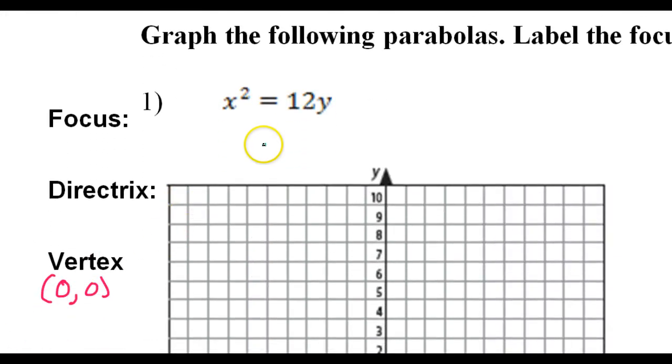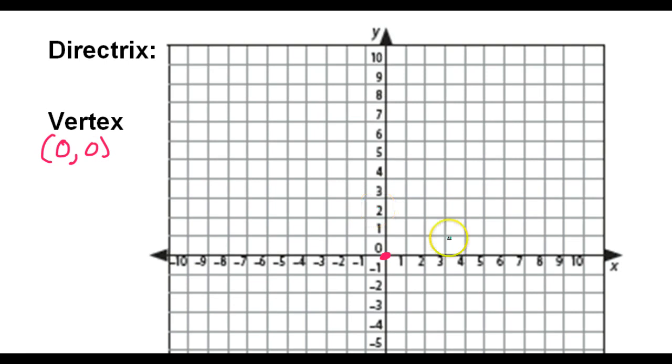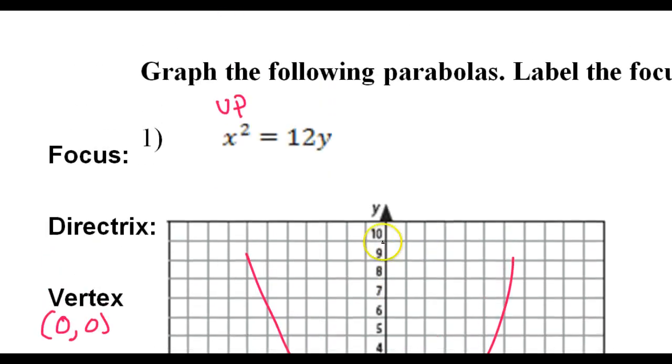Now is this graph opening up, down, left, or right? Well, I see good old y equals x squared, so that means it's either up or down. And since the 12 is positive, that means it's going to be up. So right away, I know that it's doing something like this. Don't draw this yet, because we need more precision, but we know it's going to be facing up, so just keep that in mind. We need the p-value, so we can find the focus and the directrix.